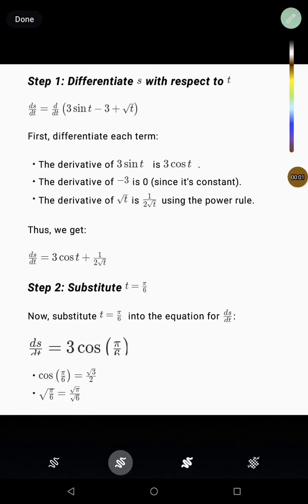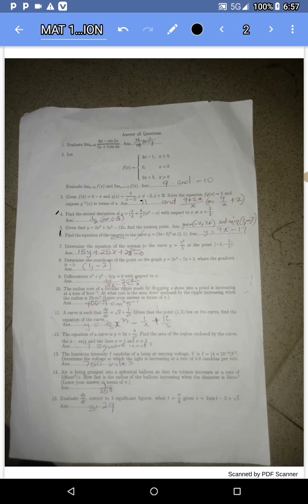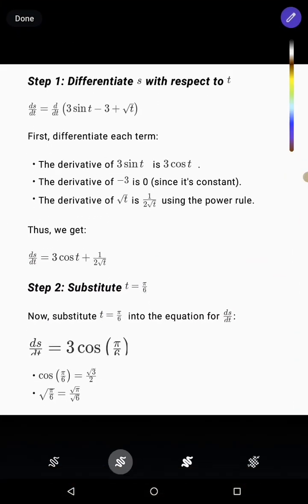Now the next one here, next stop is this. Let's go and see the question again. That's number 15. Now evaluate ds/dt correct to 3 significant figures when t equals pi over 6 for s equals 3 sin t minus 3 plus root t.